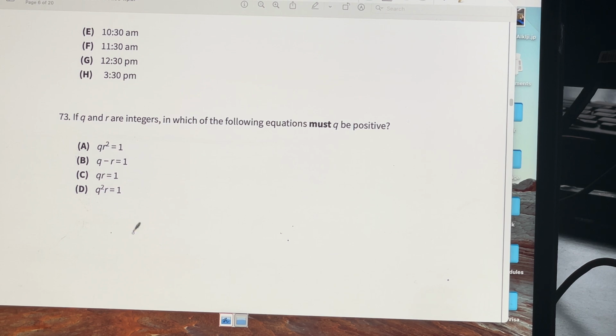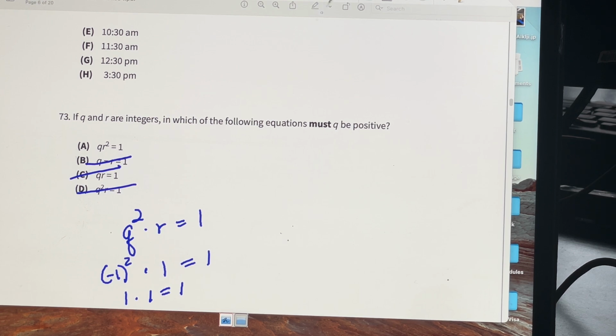The last one, Q squared times R equals 1. Let's just assume that R is 1. Well, if R is 1, can Q be negative? If Q was negative, would this still work? Well, -1 to the second power is -1 times -1, which is positive, right? So that would be 1 times 1, which equals 1. So did Q need to be positive here? It did not. So that doesn't work.